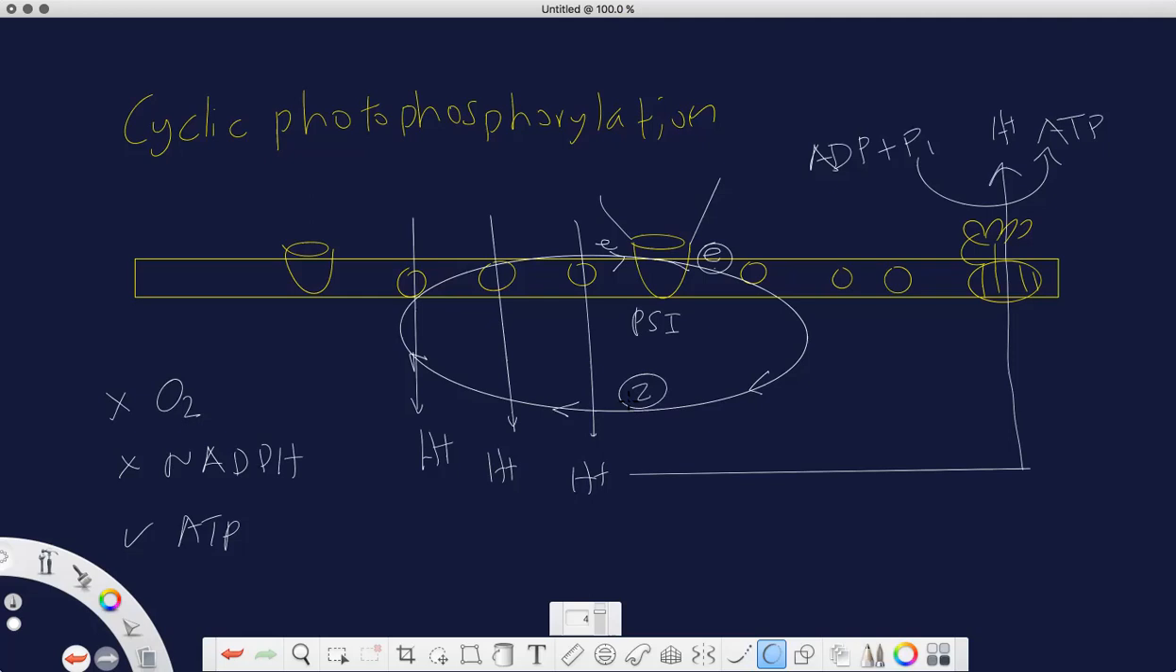This transport chain produces a proton motive force, pumping hydrogen. So the third point is pumping hydrogen. The fourth one, it also produces ATP after that. And the fifth one, in the notes section, it doesn't produce oxygen or NADPH. Right, this is cyclic photophosphorylation.